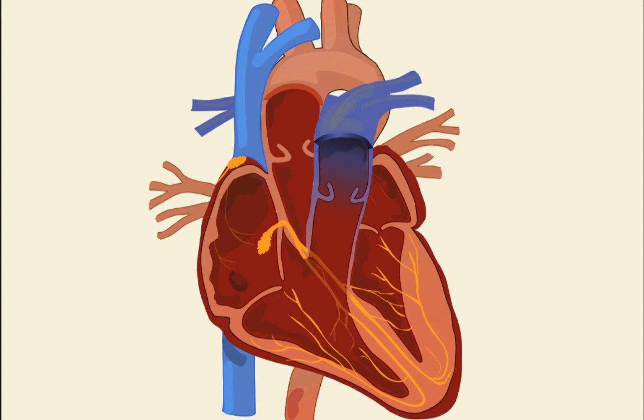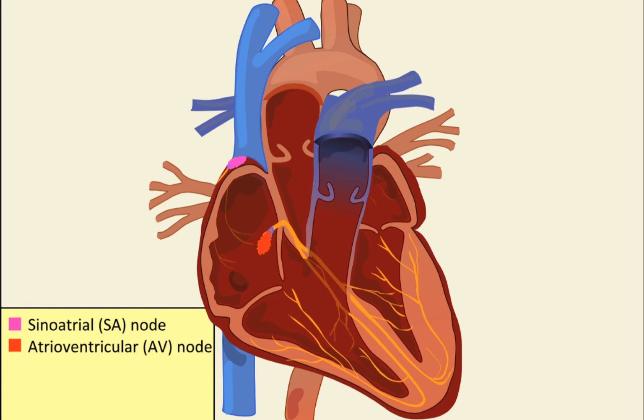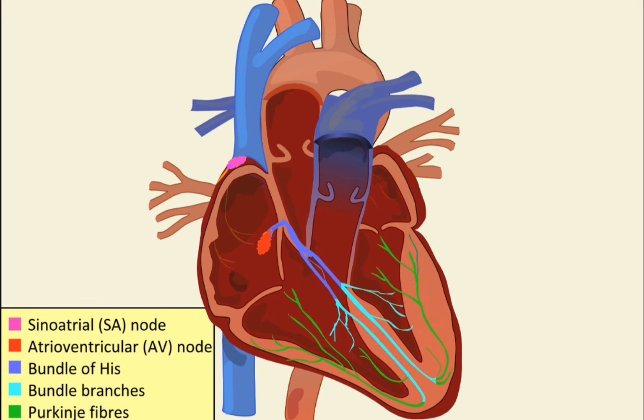Now, the cardiac conduction system is made up of 5 elements. Number 1, the sinoatrial node, SA node for short. Number 2, the atrioventricular node, AV node for short. Number 3, the bundle of His. Number 4, the bundle branches. And number 5, the Purkinje fibers.